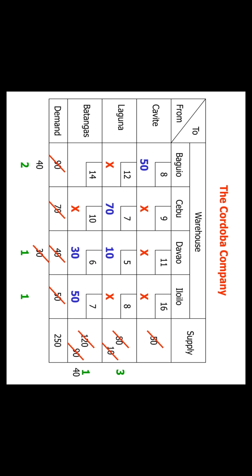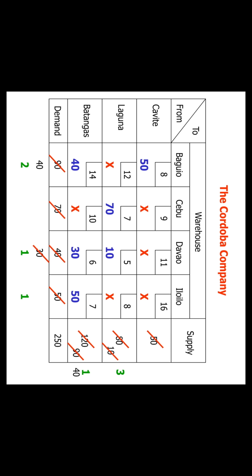And since this example of ours is where our total supply is equal to our total demand, then the last cell should be able to satisfy both the remaining supply and demand values, which in this case is equal to 40. So this is now the pattern we generated using your Vogel's approximation method.